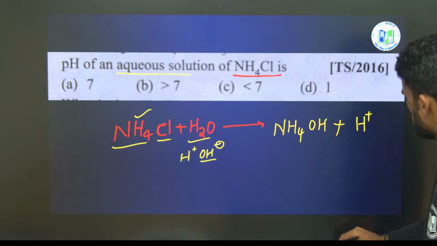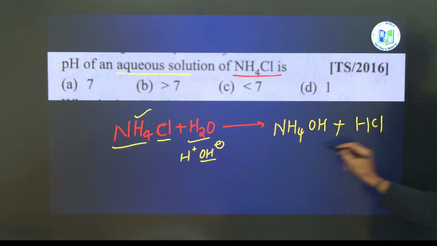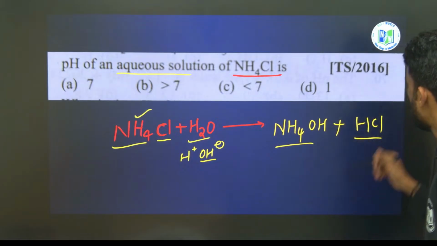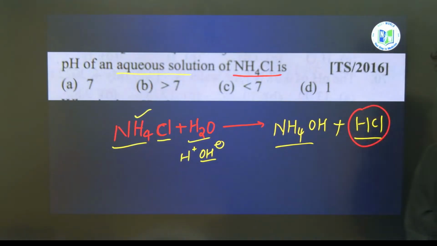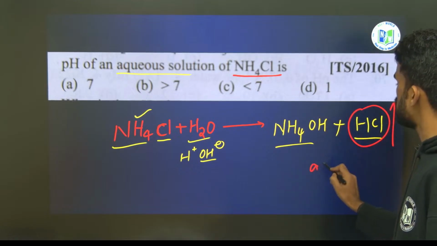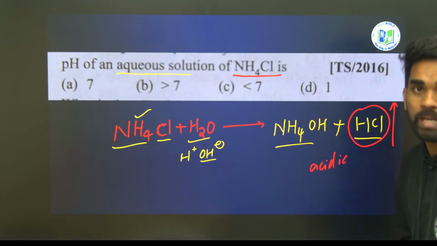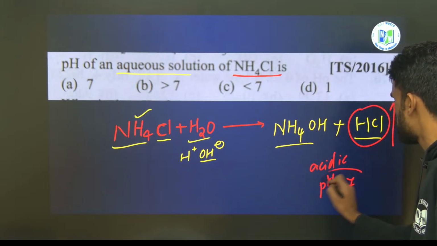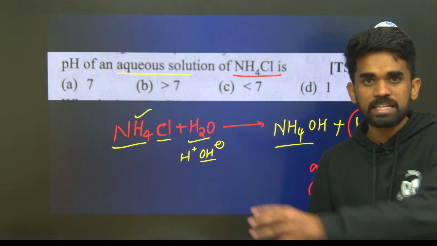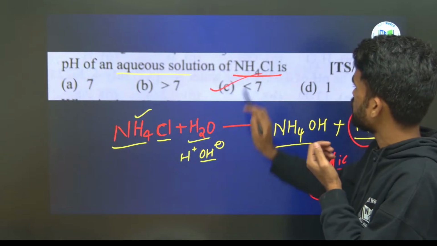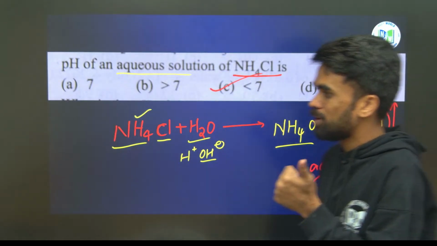So here you got a weak base, NH4OH, and a strong acid, HCl, therefore the resultant solution will be acidic because the strong acid is dominating. So what happens if the solution is acidic? If the solution is acidic, how will the pH be? The pH will be less than 7, because the acidic range of the pH scale is below 7. So pH will be less than 7. So option C will be your answer.